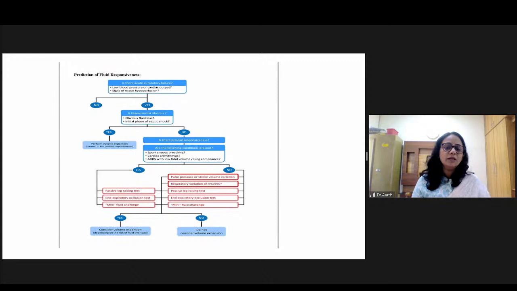When the patient is spontaneously breathing, or has cardiac arrhythmias, or has been ventilated with low tidal volumes, which normally happens in most critically ill patients, then we have a few other parameters to go by: the passive leg raise test, the end expiratory occlusion test and mini fluid challenges.